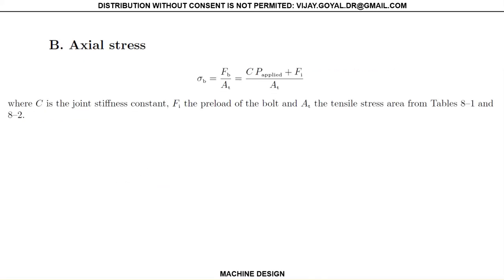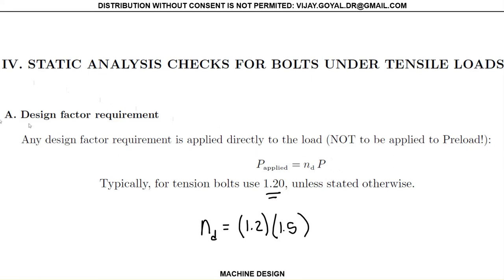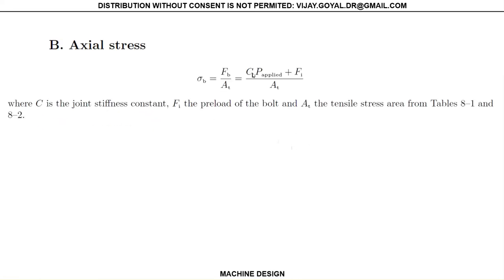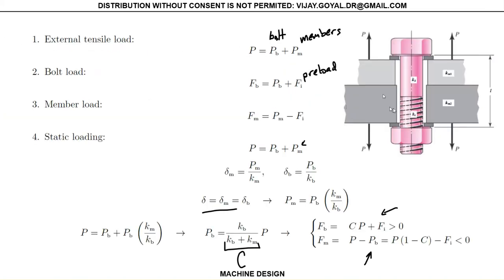So now we move on. Once we multiply our load, now we can just use P applied. And please note that you don't apply the design factor to your preload. The preload is a design load. It's something that's already designed, embedded in the bolt. And once it's done, it's done. There's no approximation to that. There's a set value. You know what it is.